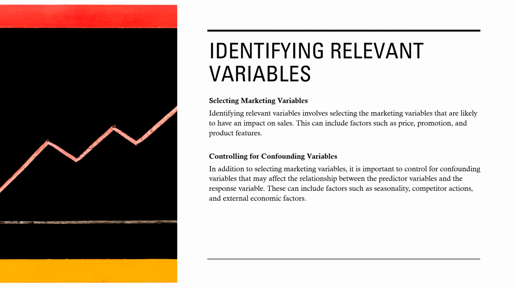Identifying relevant variables involves selecting the marketing variables that are likely to have an impact on sales and controlling for confounding variables that may affect the relationship between the predictor variables and the response variable.